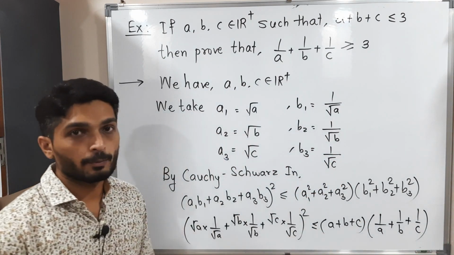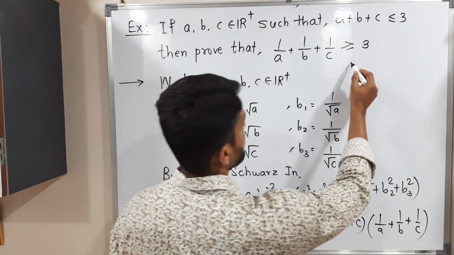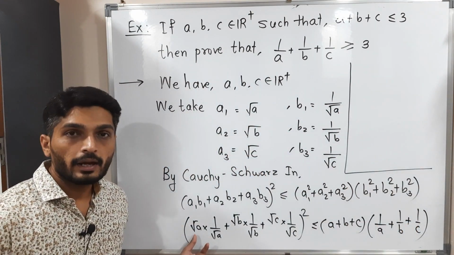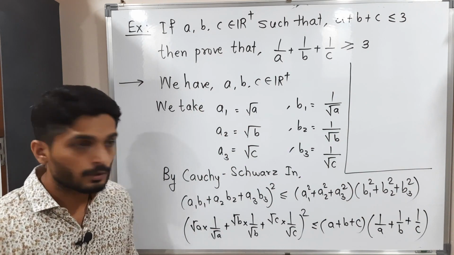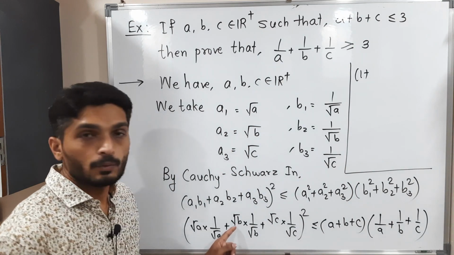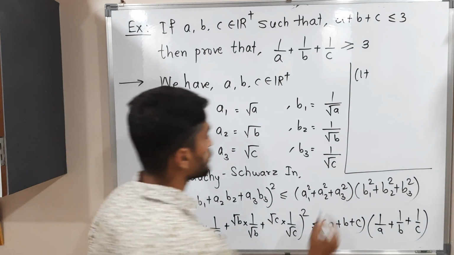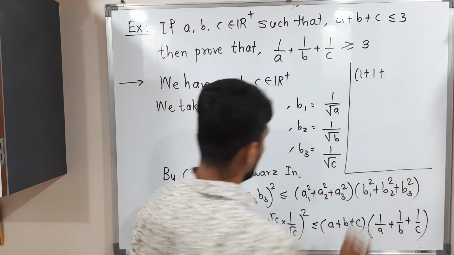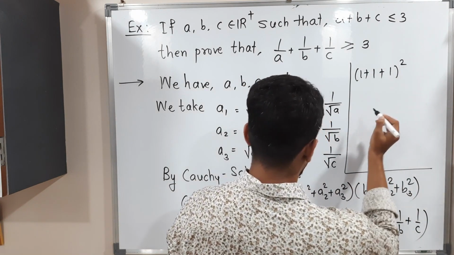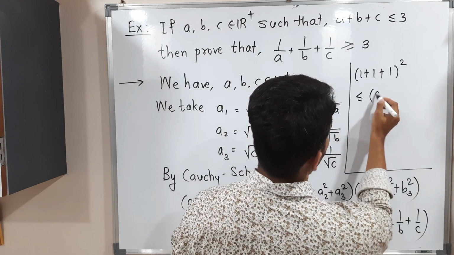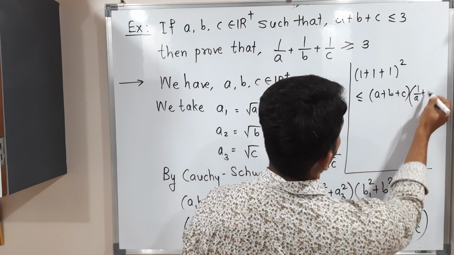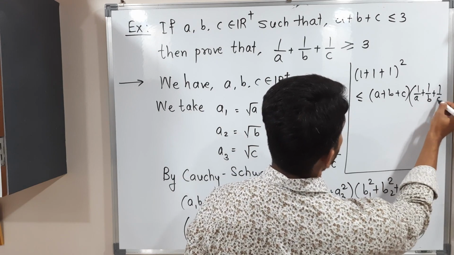So this thing we have. We have some space here, let us use it. Root A and 1 upon root A will get cancelled to each other, we will have 1, plus root B and 1 upon root B will get cancelled, plus root C and 1 upon root C will get cancelled. So 1 square is less than or equal to (A plus B plus C) times (1 by A plus 1 by B plus 1 by C).